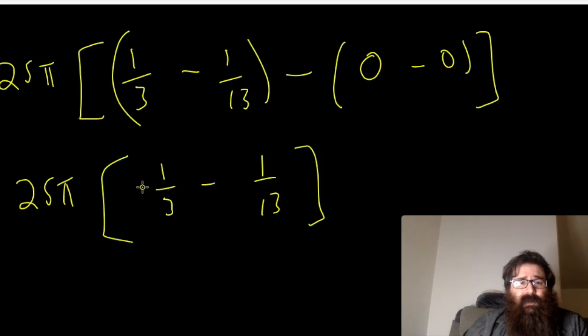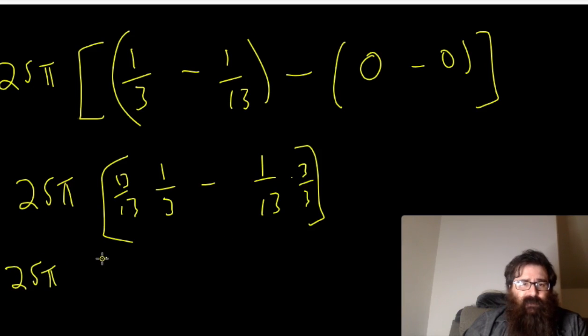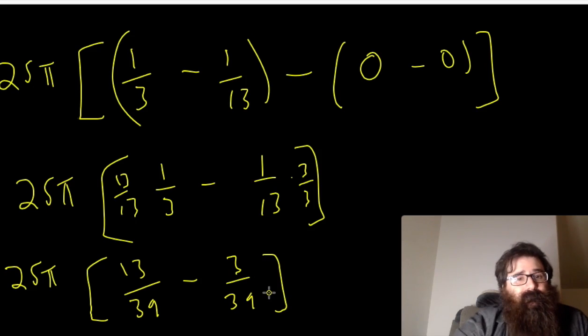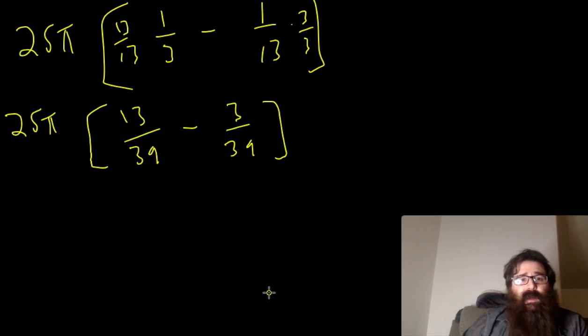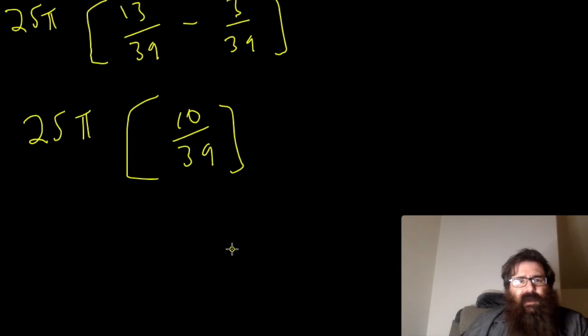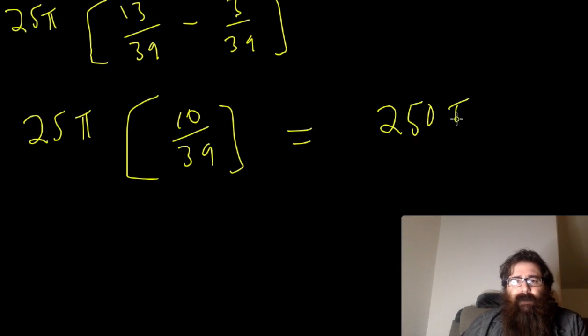Get a common denominator. I can multiply the 1/3 by 13 over 13. I can multiply the 1 over 13 by 3 over 3. So I get 25 pi, 13 over 39 minus 3 over 39. And now these are like fractions, so I can subtract. So 25 pi still in front. 13 minus 3 gives me 10 over 39. And now I can just multiply this out. So we'd say 25 times 10 gives us 250 pi divided by 39.